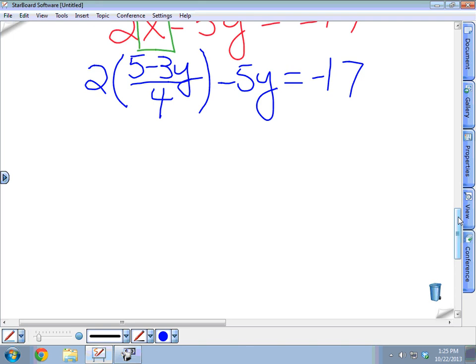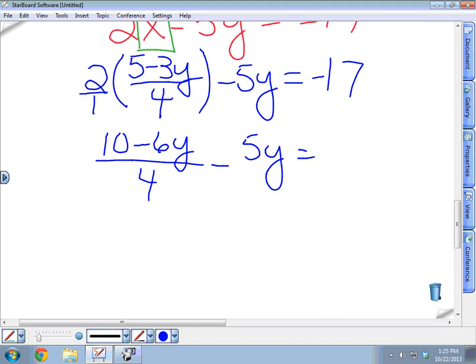All right. So if I'm going to multiply these together, this is just 2 over 1. And I'm going to multiply 2 times a quantity. I use the distributive property. So I would have 10 minus 6y. Does everyone see where I got that from? 2 times 5 minus 2 times 3y, all over 4, minus 5y equals minus 17. Okay?